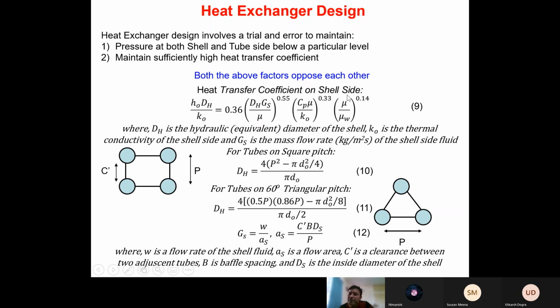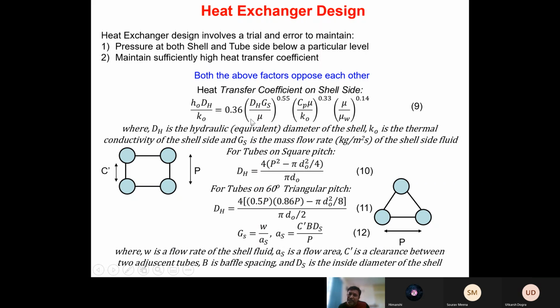Okay, so the heat transfer coefficient on the shell side can be obtained using this equation. h0 dH divided by k0 is given as 0.36 (dH Gs divided by mu) raised to the power 0.55, (Cp mu by k0) raised to the power 0.33, and (mu by mu W) raised to the power 0.14. So here the first bracket basically corresponds to the Reynolds number. The second bracket corresponds to the Prandtl number, and this is nothing but the viscosity correction factor which we have seen in the Sieder and Tate correlation earlier.